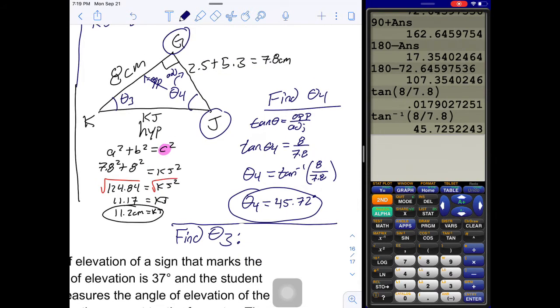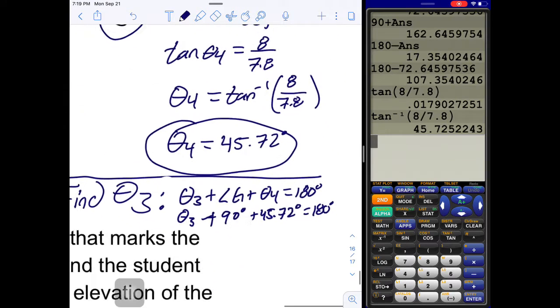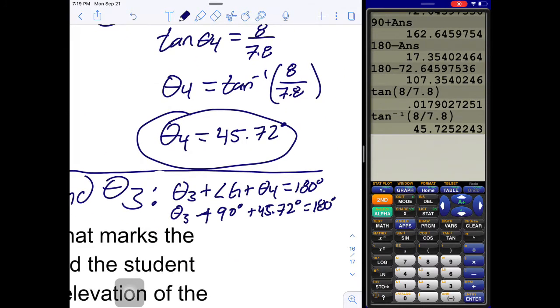So recognize angle 3 plus angle G plus angle 4, which is angle J, equals 180 degrees because any triangle's angles add up. So that will be 90 degrees plus 45.72 degrees plus angle 3 equals 180 degrees. And then from there, we can solve this.